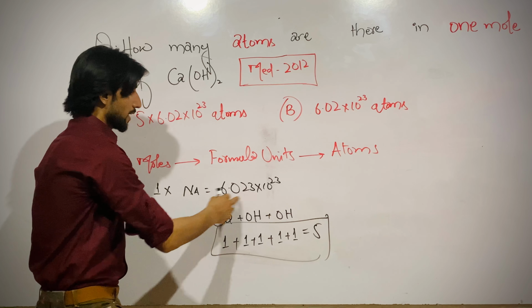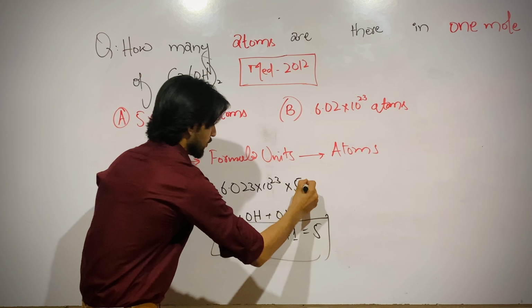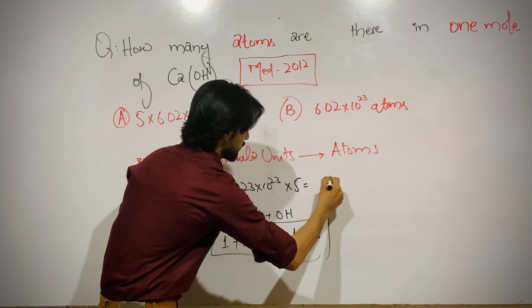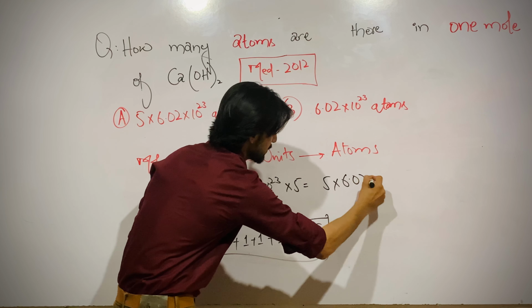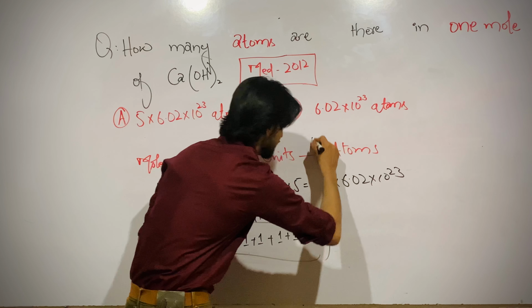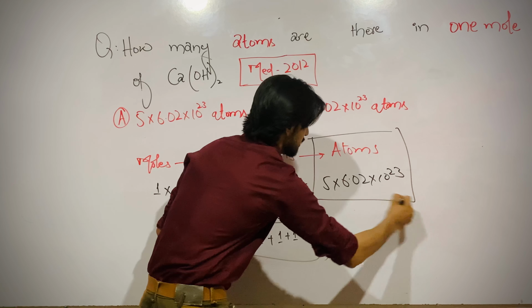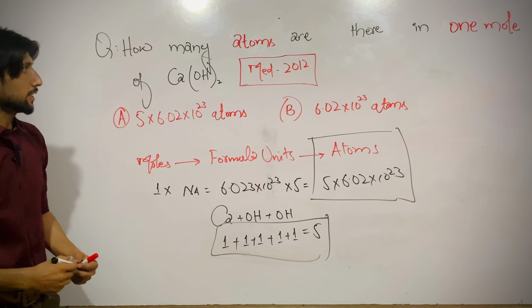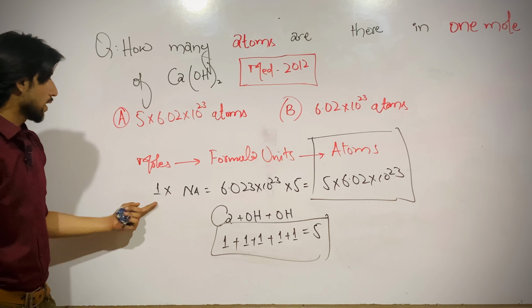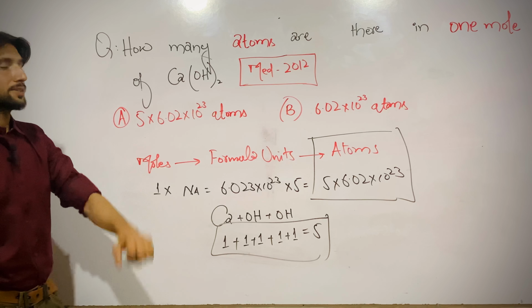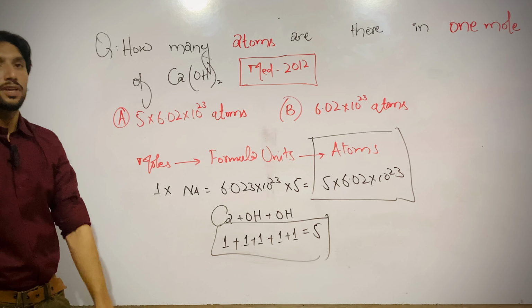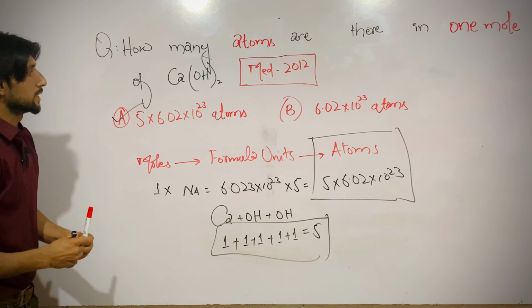So we have to multiply 5 with Avogadro's number. We will get 5 multiplied by 6.02 multiplied by 10 to the power 23 atoms present in 1 mole of calcium hydroxide. So the answer is 5 multiplied by 6.02 multiplied by 10 to the power 23 atoms.